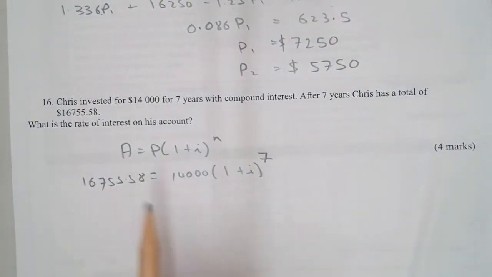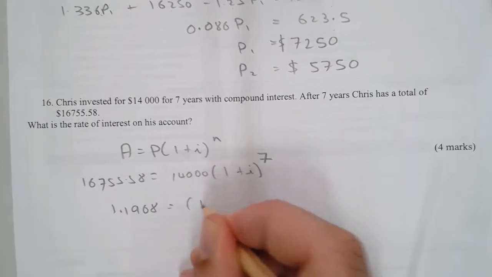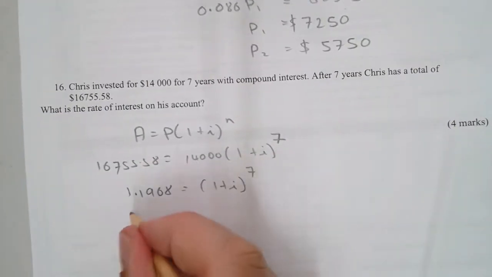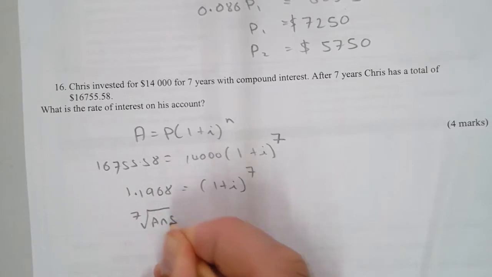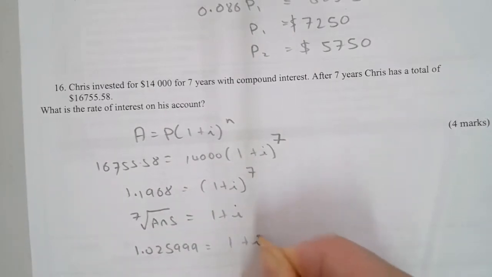So first we're going to divide by 14,000. 16755.58 divided by your 14,000, and you get 1.1968, and so on. I'm actually leaving that in the calculator. Now, the opposite to the power of 7 is the 7th root, so I'm doing the 7th root of that answer, must be 1 plus I. So straight into my calculator, 7th root of the answer button, and I get 1.025999 equals 1 plus I.